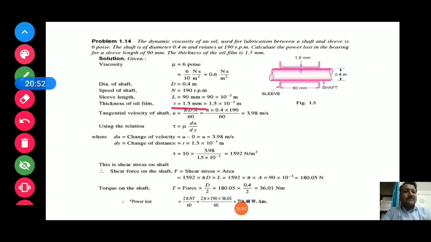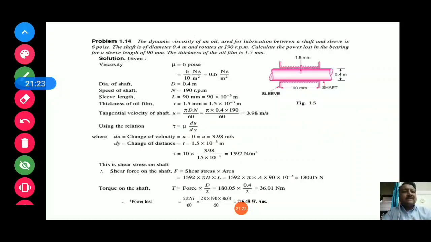Convert this into meter, 1.5 into 10 raised to minus 3. Then the tangential velocity of the shaft is given by u. You have to find the tangential velocity of the shaft with the help of the speed, that is in terms of rpm, revolutions per minute. So the speed is in terms of rpm, and you have to find the tangential velocity.